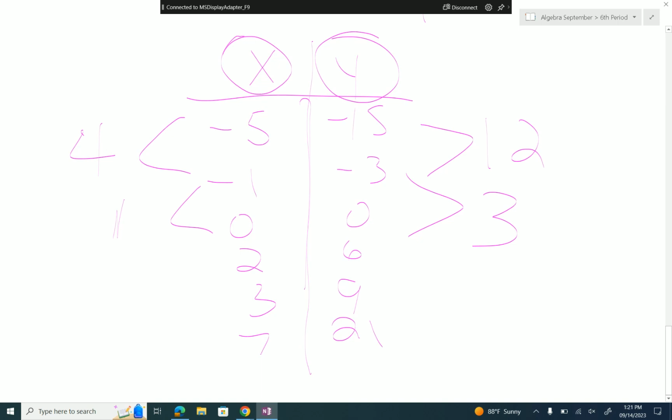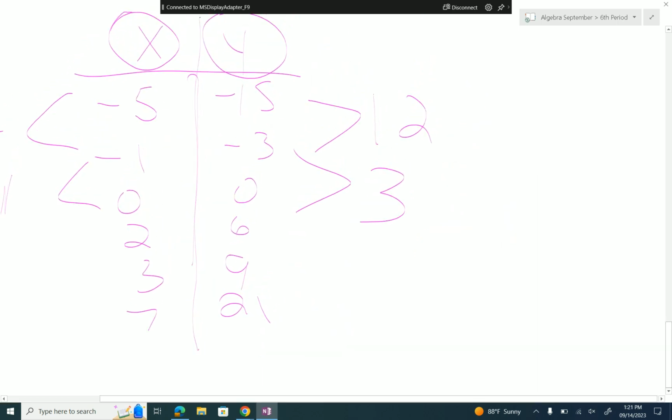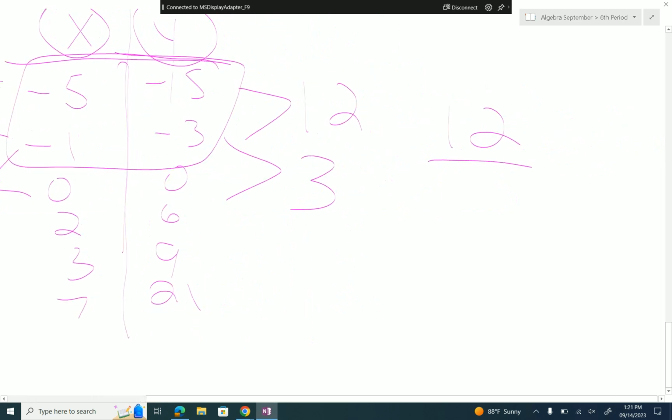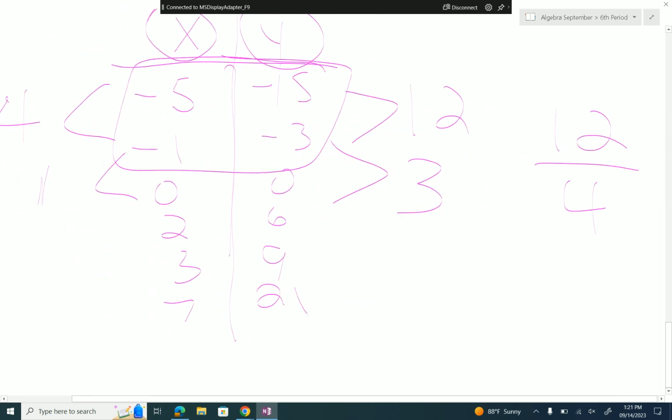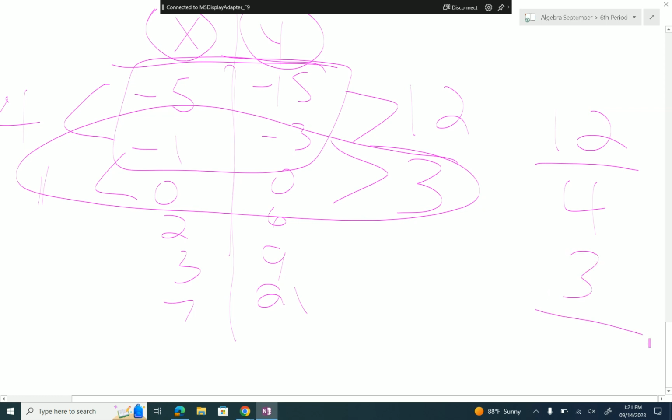So does anybody remember how I write slope? Is it y over x or x over y? Y over x. So delta y over delta x. Change in y over change in x. So for that change, my change in y was 12, and my change in x was 4. So it's going to be 12 over 4 is my slope there. For this jump, my change in y was 3, and my change in x was 1.